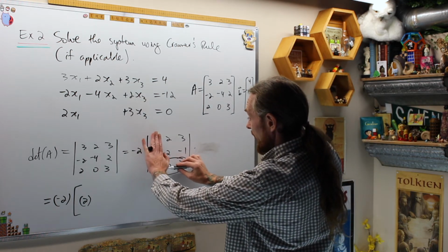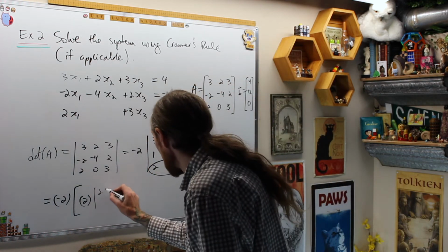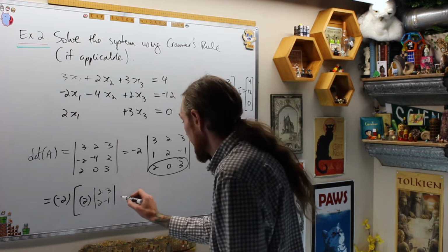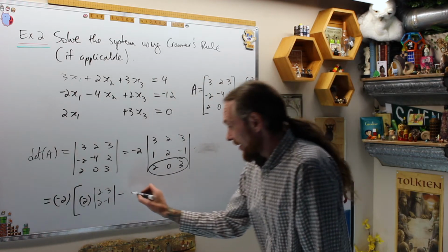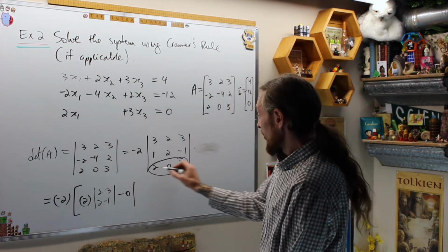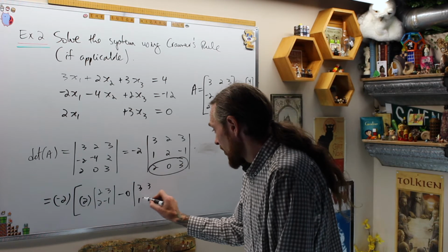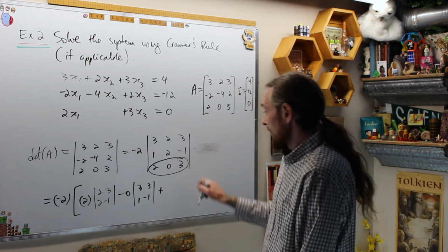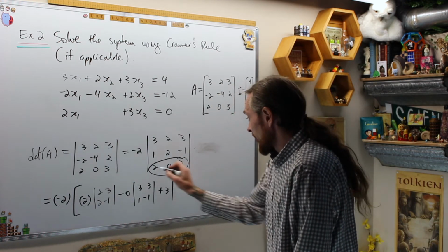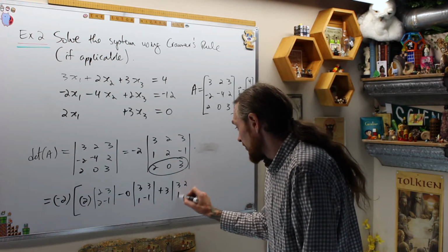If I block off row 3 and column 1, I'm going to get 2, 3, 2, -1, technically speaking, but times 0. And then we're going to get, I'll write it down just so you can see, block off this and this, 3, 3, 1, -1. And then plus 3 times, we're going to block off row 3 and column 3, we're going to get 3, 2, 1, 2.